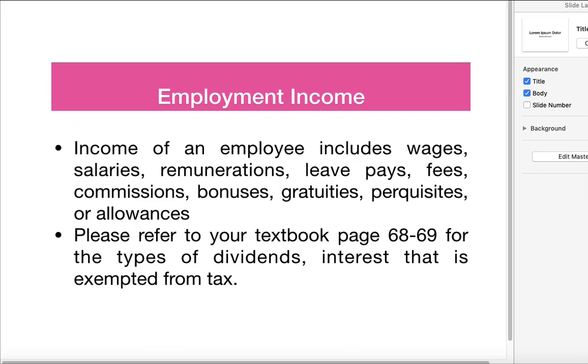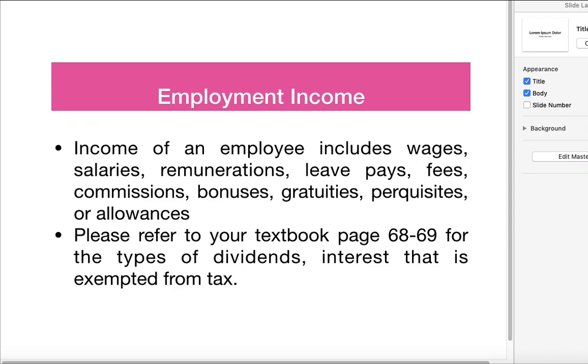Okay, bullet number 2, please refer to your textbook page 68 to 69 for the types of dividends and interest that are exempted from tax. As I highlighted earlier, not all incomes are taxable. If I were to explain here, there would be a lot, so that's why I ask you to refer to page 68 to 69, for you to see examples of the dividends that are exempted from tax.